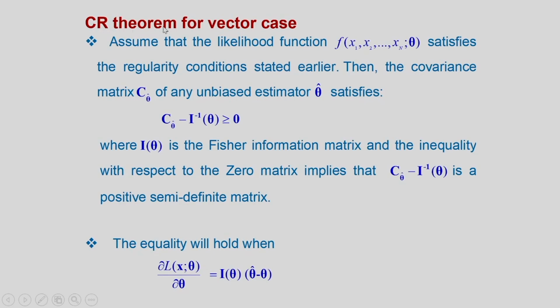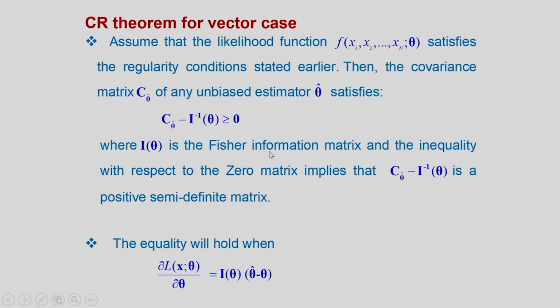Now, we can state the CR theorem for the vector case. Assume that the likelihood function satisfies the regularity conditions stated earlier. Then the covariance matrix C(theta hat) of any unbiased estimator theta hat satisfies this relationship: C(theta hat) minus I inverse of theta, where I(theta) is the Fisher information matrix, will be greater than or equal to 0. So, C(theta hat) minus I inverse of theta will always be greater than or equal to the 0 matrix.